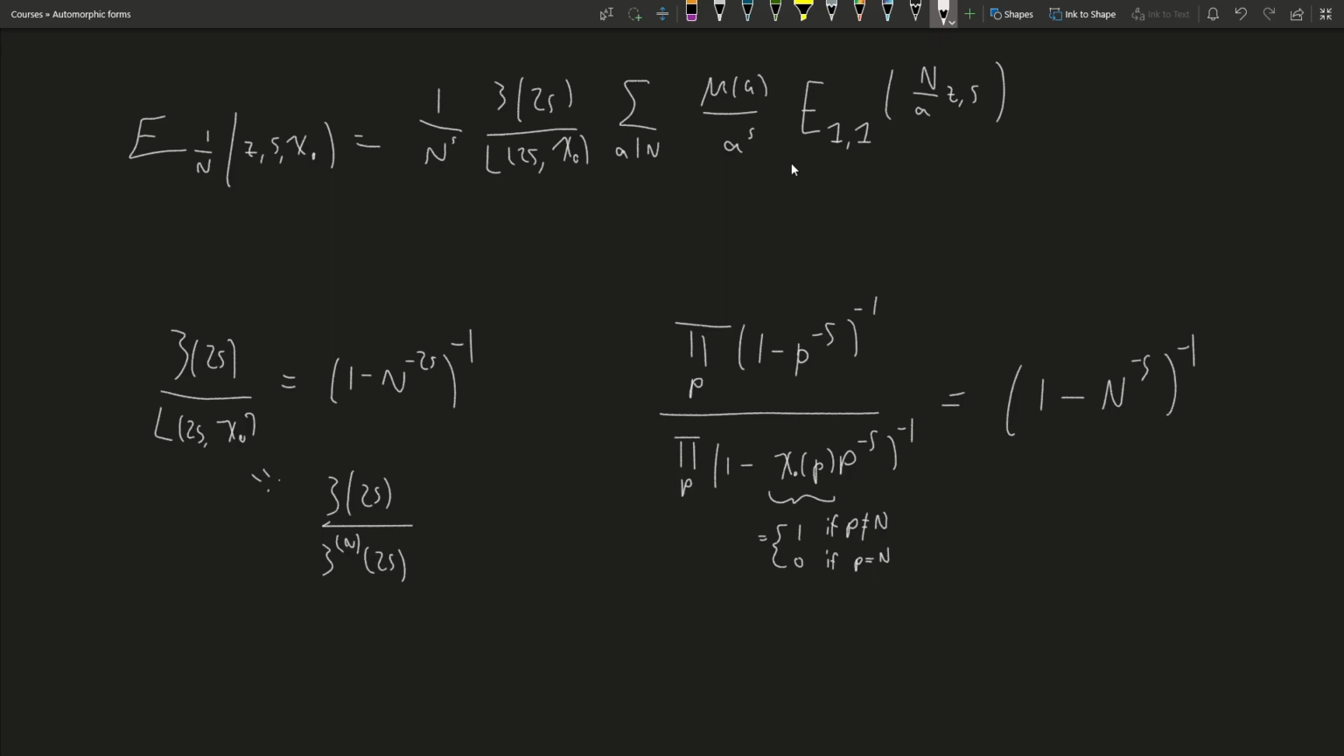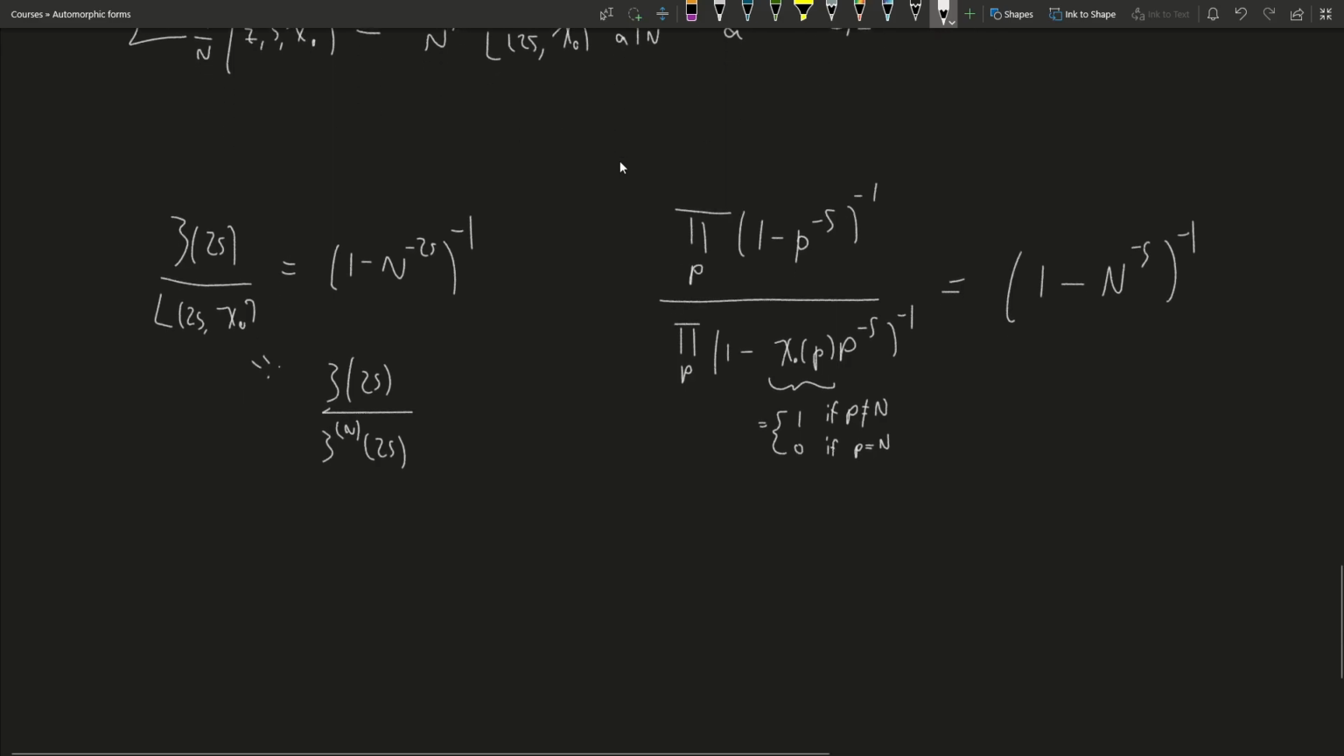Okay, so let's rewrite this, writing out explicitly what we have since we only have two terms. So E, and then here I'm going to write infinity, z, s, chi naught equals 1 over n to the s, and then we have, going to put this in the denominator, 1 minus n to the minus 2s.